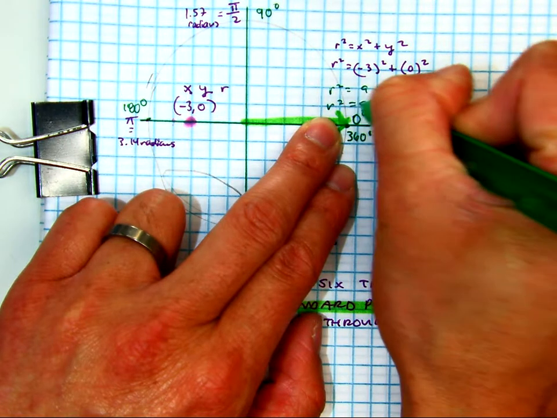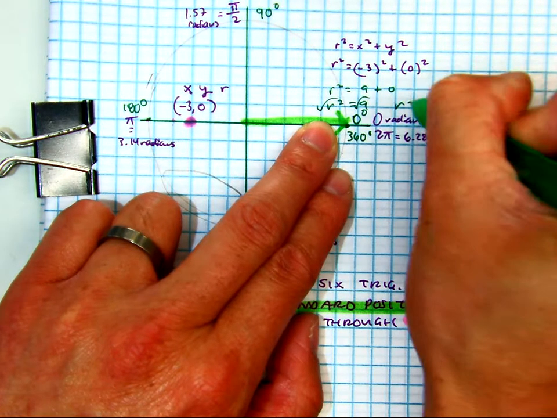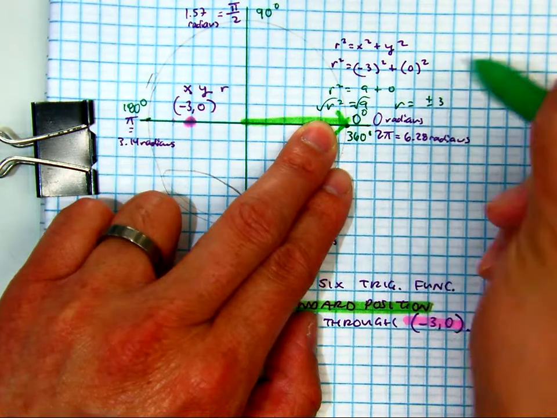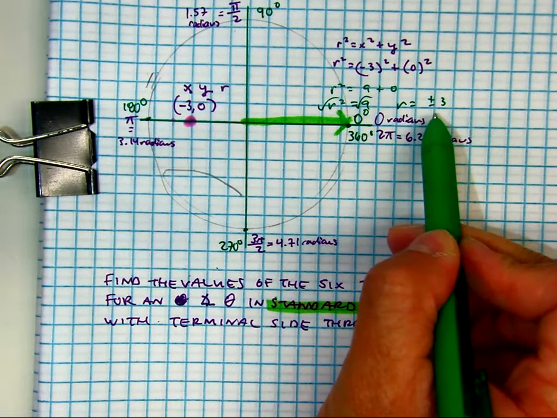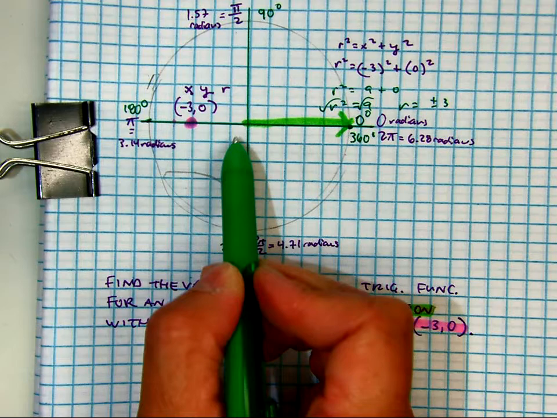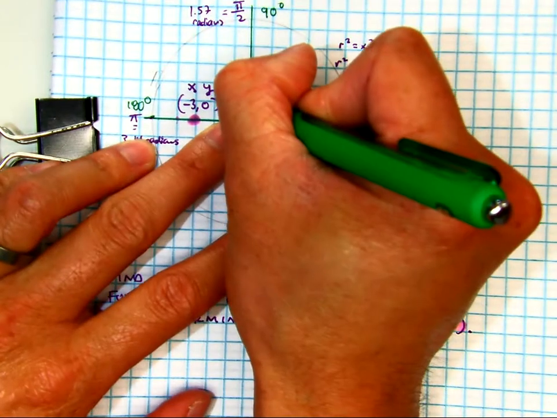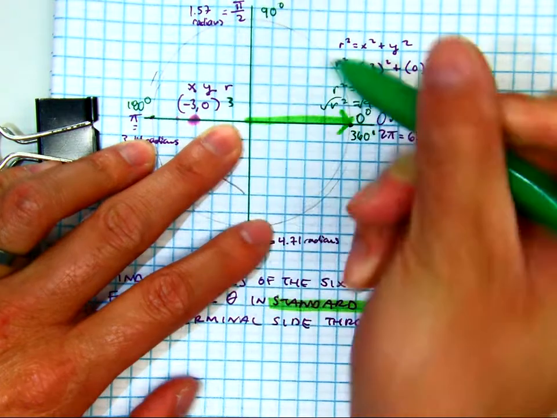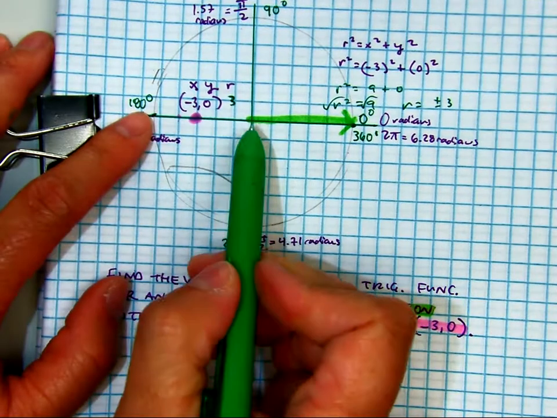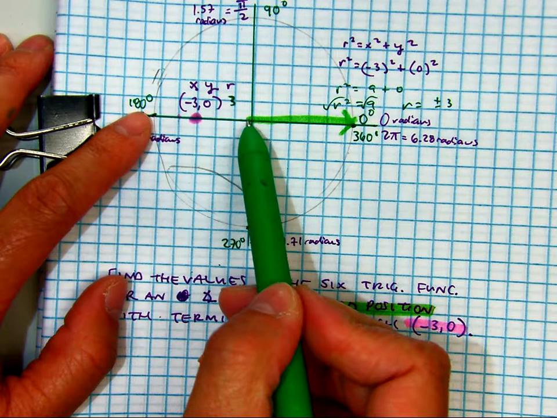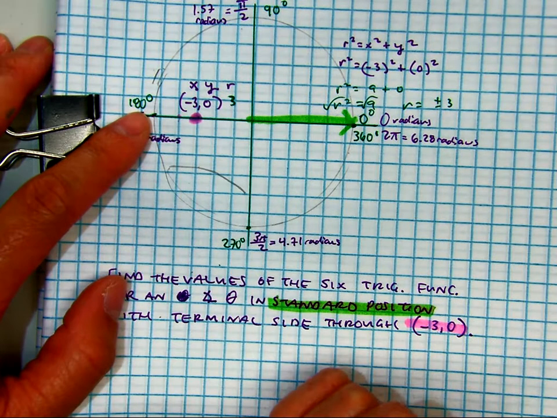Class, which one of these do I take? Just the plus, because radius is always what, class? Positive. Now, it's kind of silly. We actually didn't even need that information, because you could have just counted. 1, 2, 3. Did you see that? So you can use the Pythagorean theorem, or you can have just counted, because radius is always positive.